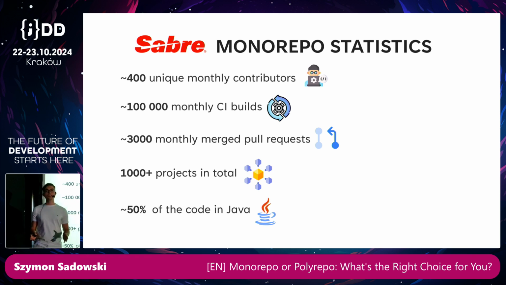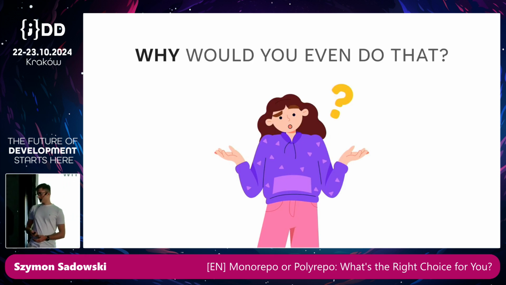We have more than 1,000 projects, be it HTTP services, gRPC services, UI, libraries, configuration packages, and so on. We've got over 1,000 of those. And what's also particularly interesting is that around half of the code of this Monorepo is written in Java, so it's very Java-centric. So we will also touch upon some advantages that I've seen in such a Java-focused Monorepo. All right.